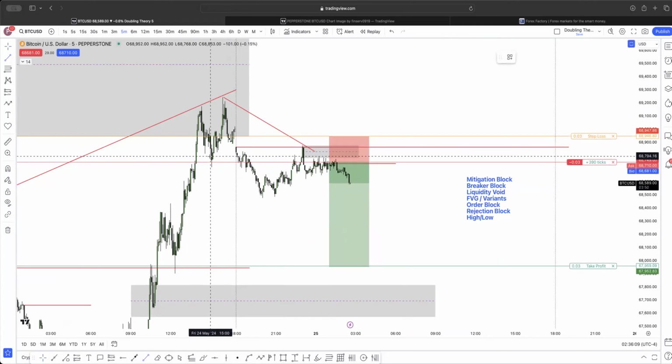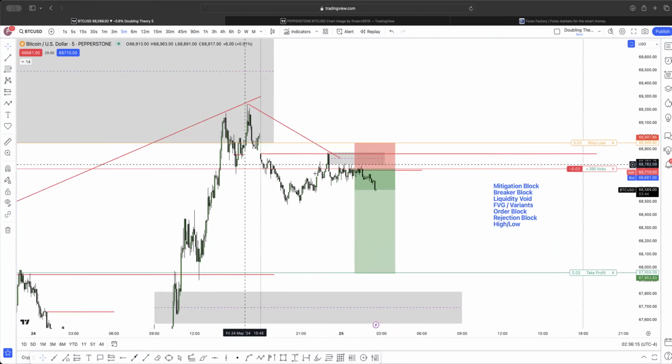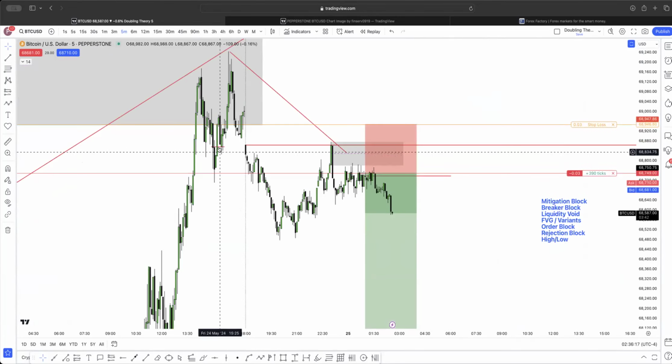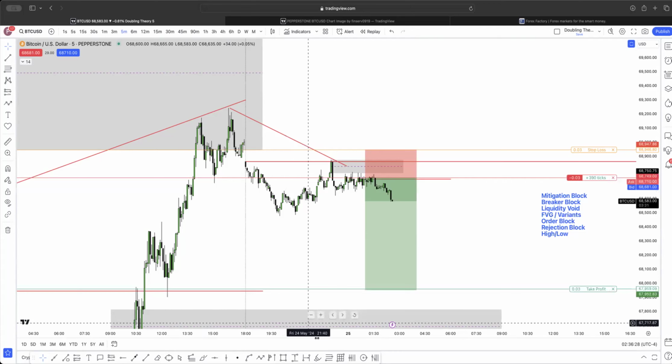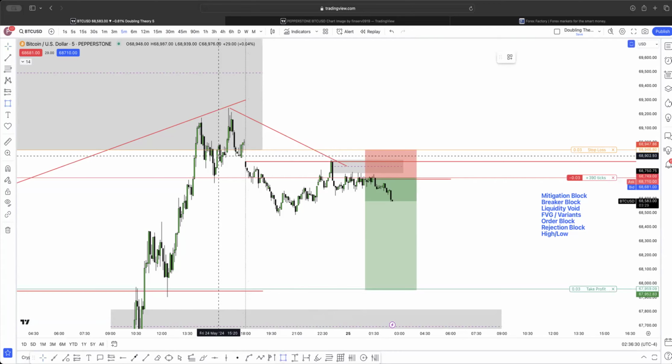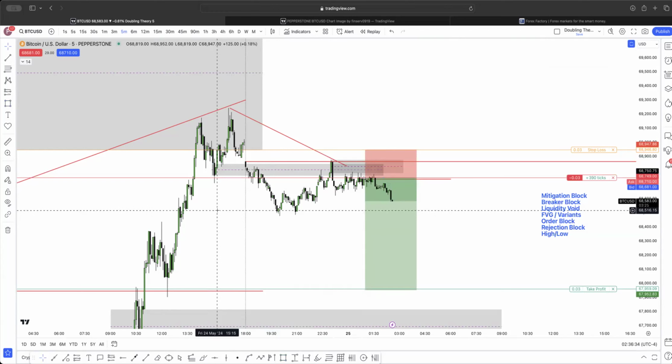Right here. See that we created a rejection block. And then what happened? We used that rejection block right here. See that? We used that rejection block, so that now becomes a breaker. Why? A breaker is a failed order block, a failed variation of an order block. So that is what? This. That's your breaker.